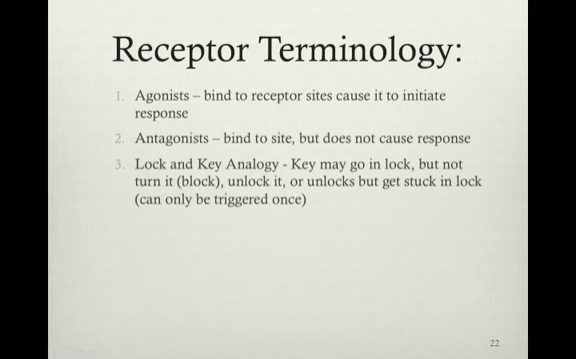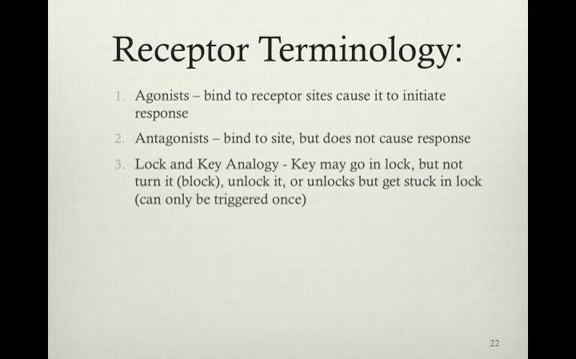Receptor terminology. We have two key terms here that we'll use again and again throughout this course, and then the lock and key analogy, which we'll explain. The first term is agonist. It binds to a receptor site and causes it to initiate a response. An agonist stimulates whatever receptor site we are trying to affect. An antagonist binds to a receptor site but does not cause a response. The reason they use these terminologies is that an antagonist may bind to the actual site, but it will not cause a response. It can actually even hinder the response.